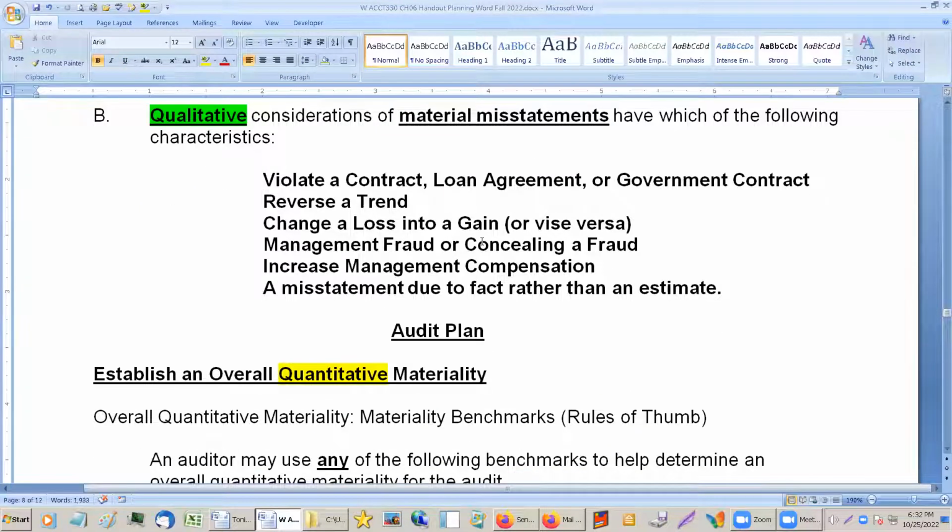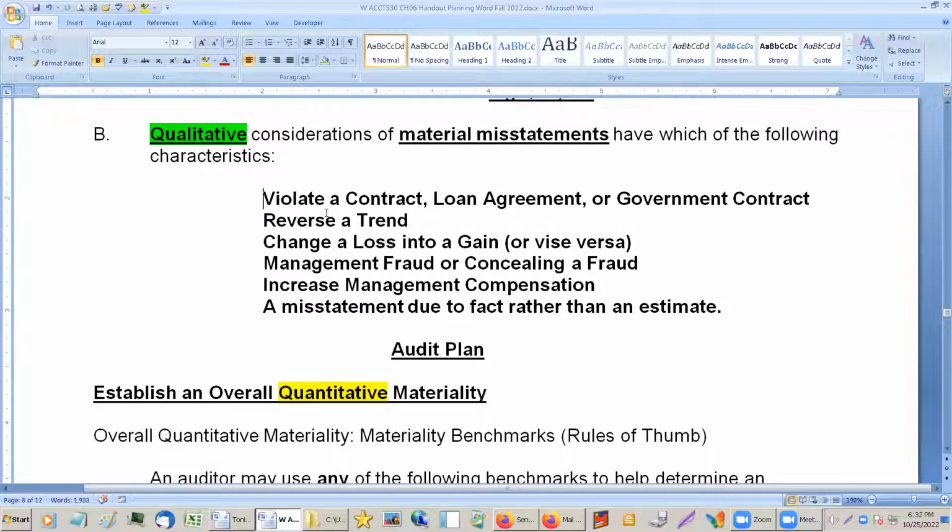There's actually more than this, but if it violates a contract, a loan agreement, or a government contract. I don't know why they have those in there twice, because a contract's a contract, but if it violates a contract or a loan agreement.